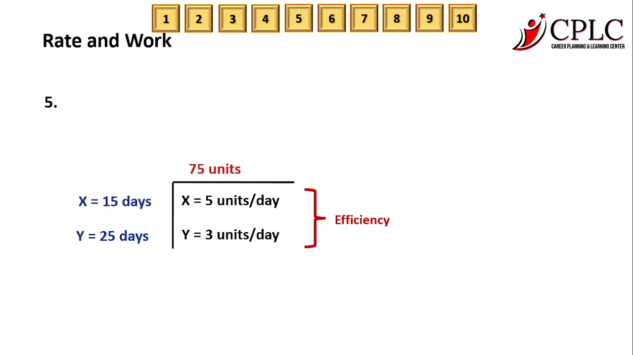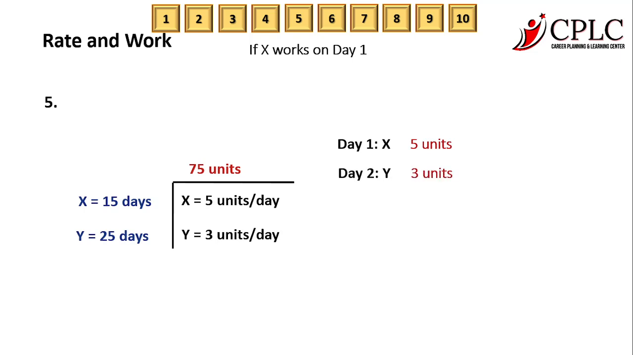Now, as we discussed, we have to create two scenarios. Let's assume the first scenario, that X starts on day 1. So if X starts on day 1, then he will do his 5 units and come back. Then Y goes on day 2, does 3 units and comes back. And then the cycle of 5 and 3 keeps on continuing. X 5 units, Y 3 units, and so on and so forth.